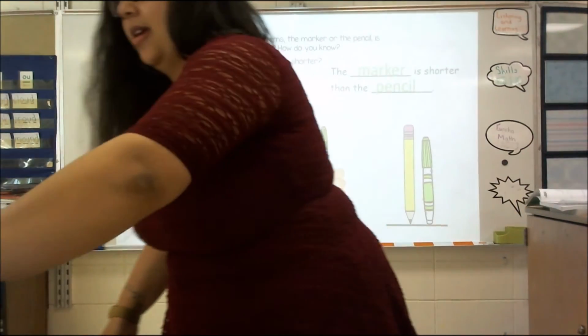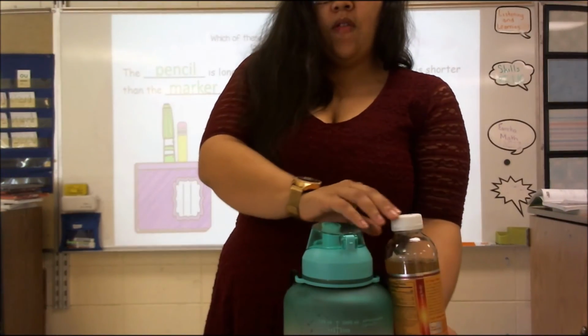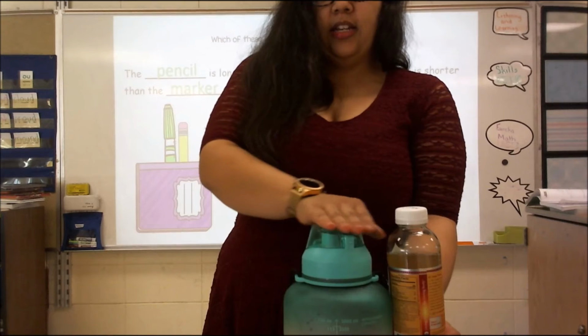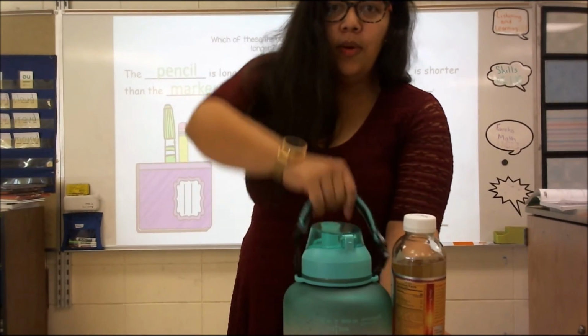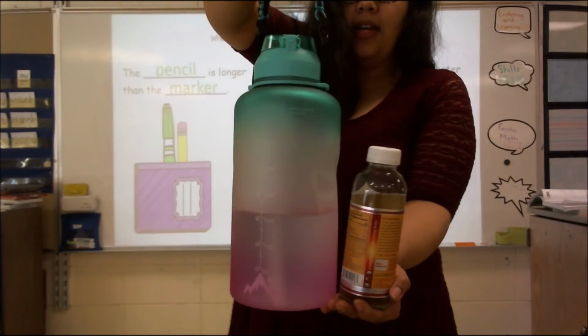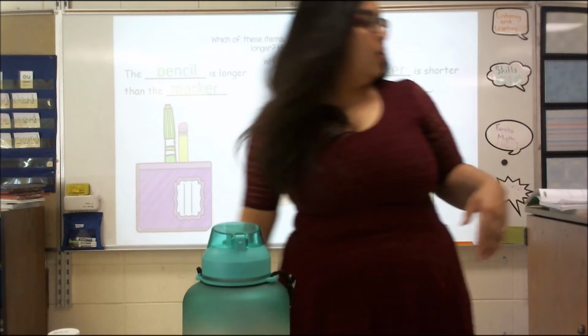Like, say, my water bottle and my juice. Well, if I put this right here, it looks like just barely the juice is taller than the water bottle, right? But look what happens when I sit them on even. That water bottle's way bigger than my juice. And that's what we're seeing examples of.